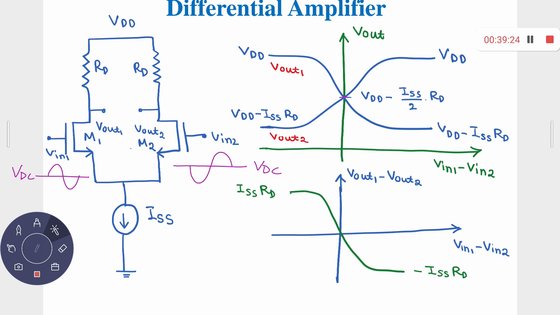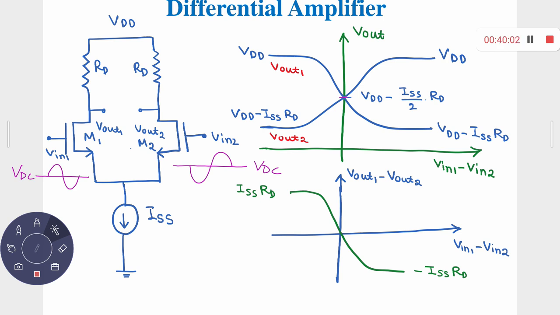But you understand these three regions. One is the region where Vin1 equals Vin2, where Vout1 equals Vout2. In the other case, Vin1 minus Vin2 is much, much greater than 0, that means Vin1 is much, much greater than Vin2. You have two extreme values, VDD minus ISS RT and VDD. And the last one, while V1 is less than V2, Vout1 is equal to VDD and Vout2 is equal to VDD minus ISS RT. Now these are the extreme values.